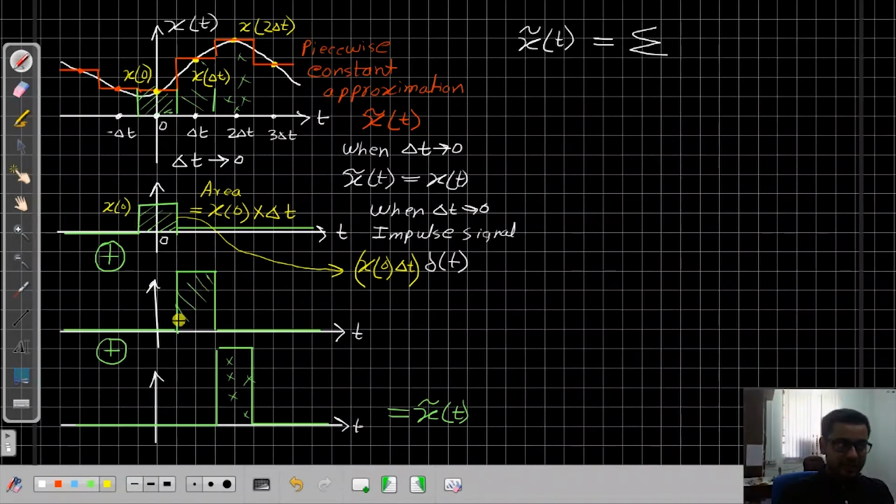Similarly, to represent this signal mathematically, you note the height of this signal is same as this height, which is x of delta t. So height is x of delta t because this point is delta t. This height is x of delta t, and the width from here to here is same as delta t. So this is the area.